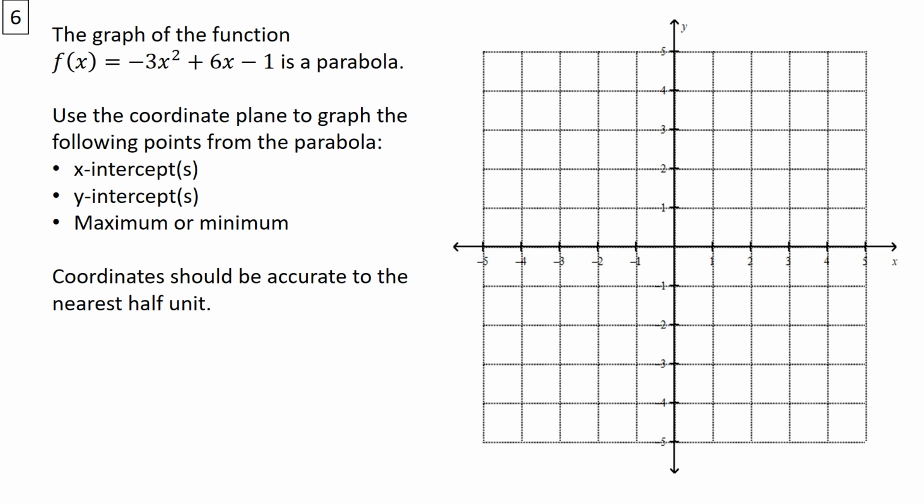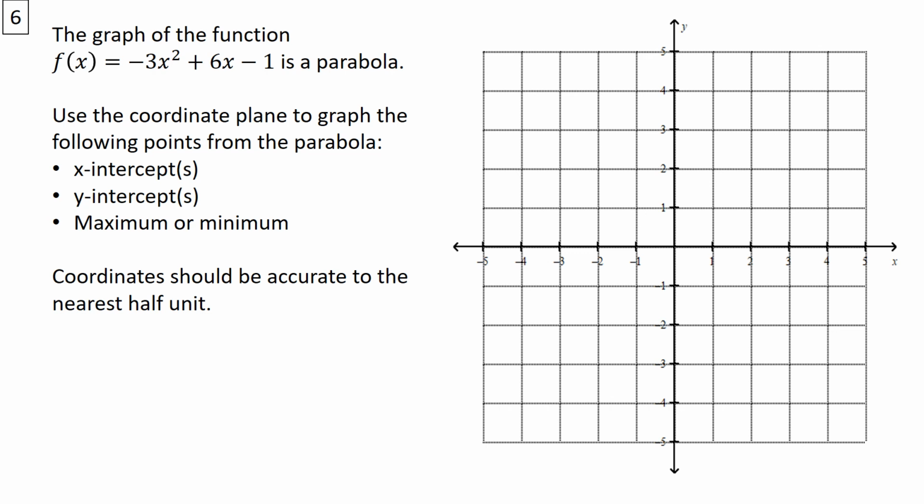Next up is a graphing problem. Now, it doesn't actually want us to make the whole graph. It tells us to use the coordinate plane to graph the following points. So just a few points to graph: the x-intercepts, the y-intercepts, and the maximum or minimum. And it says the coordinates should be accurate to the nearest half unit, which means you don't have to worry about the difference between 0.1 and 0.2. Those aren't going to be a big deal. But it does tell me that they're probably not all going to be really nice points.